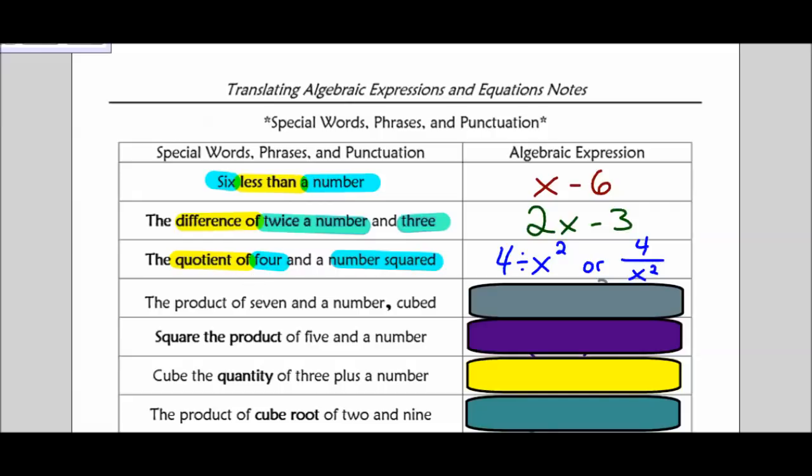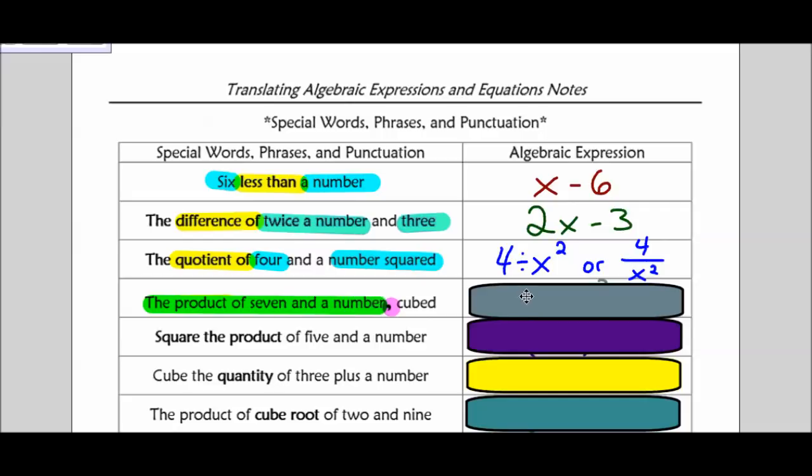All right, the next one is saying the product of 7 and a number, comma, cubed. That comma is extremely important. That comma is saying we're separating all of this stuff from whatever this operation is. So we're talking about the product, the multiplication problem between 7 and a number, and then we have that separated from this cube part.